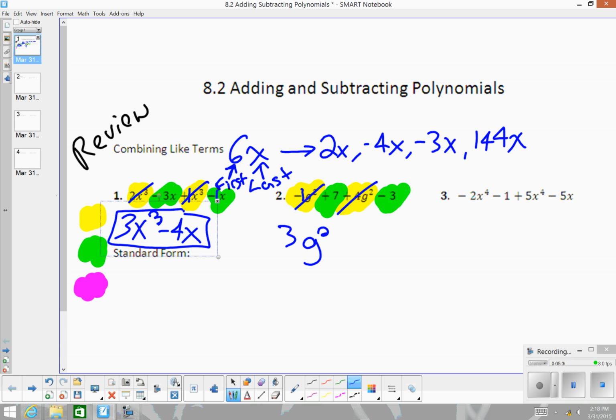Good. Now these are just, remember, you got to add and subtract positive and negative numbers. Okay? Good. Now, if I have a positive 7 minus 3, 7 minus 3 is 4. So I'm just going to add 4. And that's going to be my simplified expression.